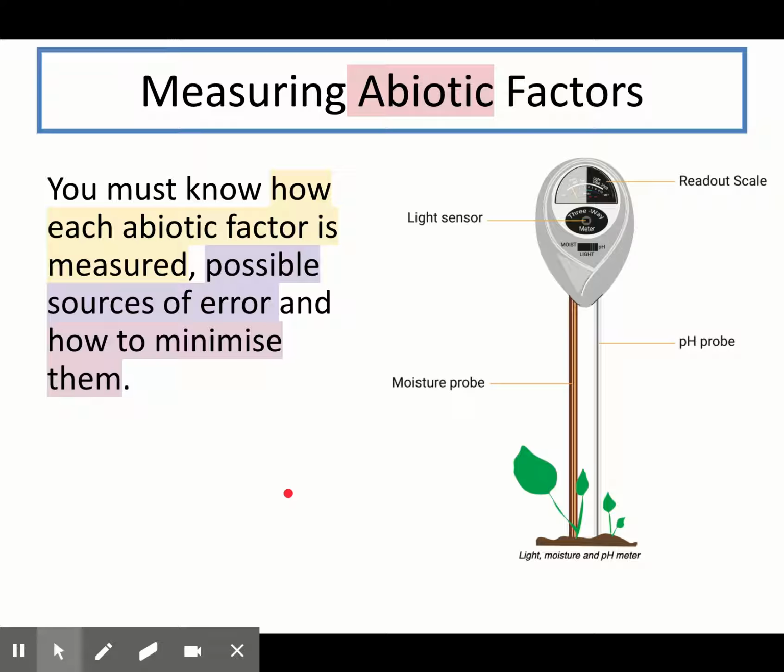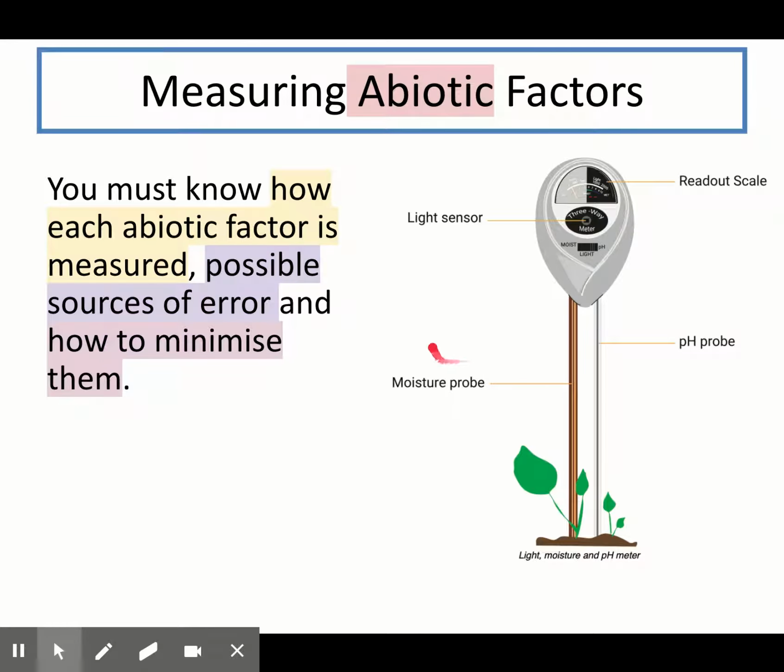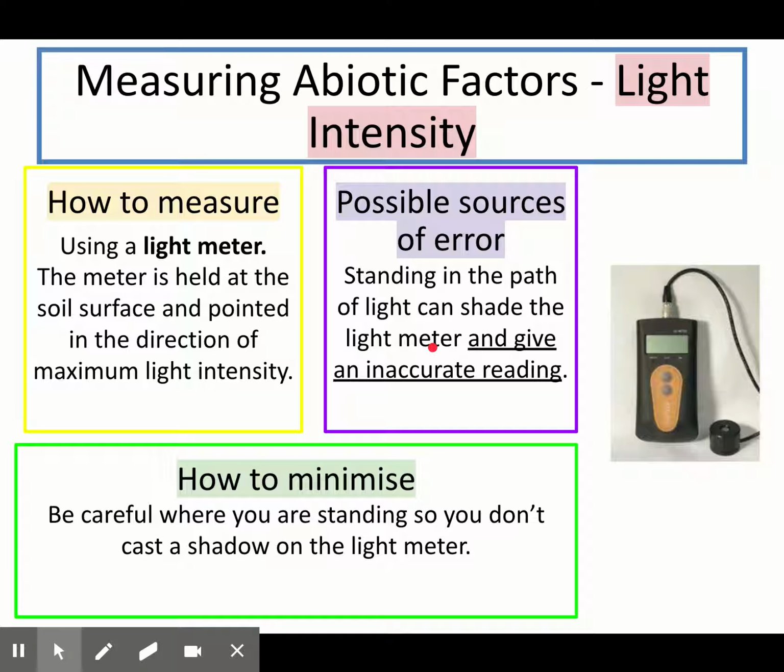Now, this piece of equipment on the right-hand side, you'll get to try out in class. So it has a light sensor, a pH probe, and a moisture probe, and we're going to come back to all three of these in a second. But this is just what it looks like so that you can picture it as we go through and we talk about how to use this piece of equipment.